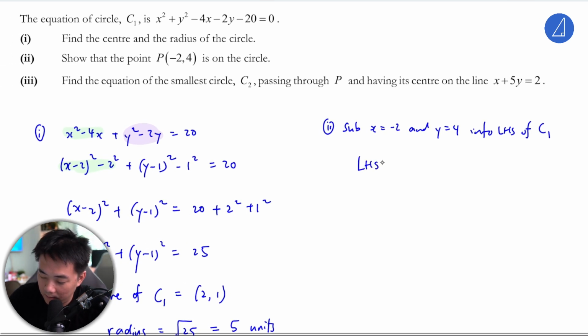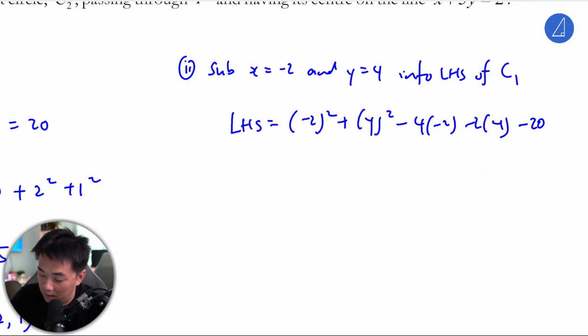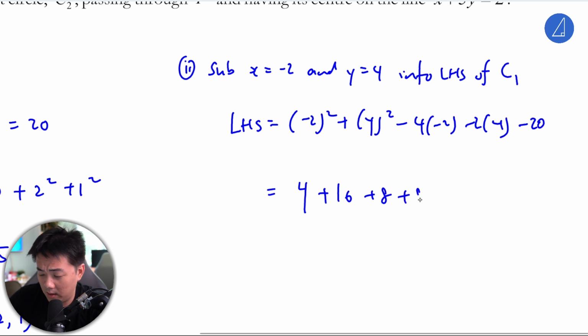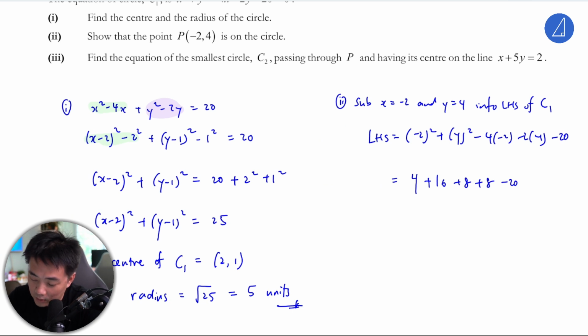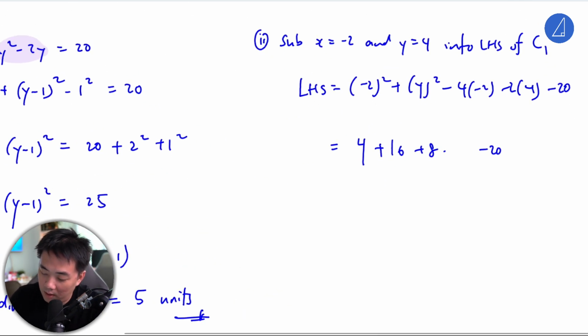So the left hand side will be (minus 2) squared plus 4 squared minus 4 times (minus 2) minus 2 times 4 minus 20. Then you just key it into the calculator. This is 4 plus 16 plus 8 minus 8 minus 20. It should give you 0. Let's see, is it? Yep, I calculated wrongly. It's negative 8 plus 8, so this is 0, which is the right hand side.